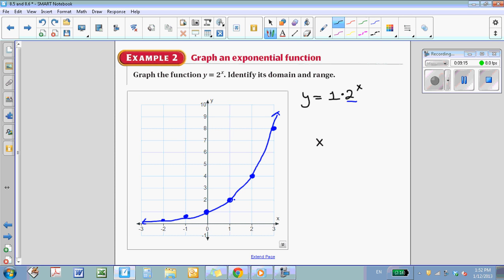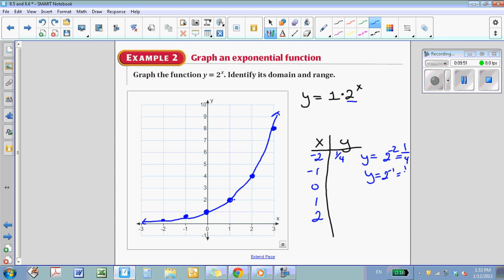You can also use a table, and that's what you'll see in our textbook, so I want to make sure that you're familiar with both. So if you just want to use a table, and I apologize, it's not very straight, but all you're really going to do is plug in some x values, and you always want to do some negative, like 0, 1, 2, and then negative 1, negative 2, so that always helps. So when you plug in negative 2, you get 2 to the negative 2, which is 1/4, so this will be 1/4. You plug in negative 1, you get 1/2.